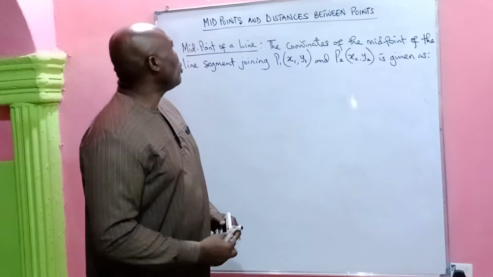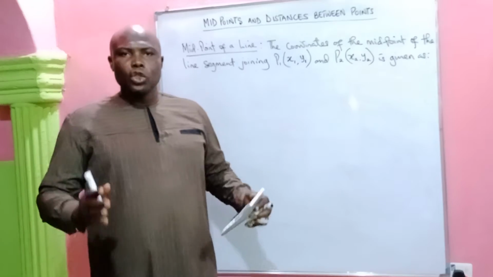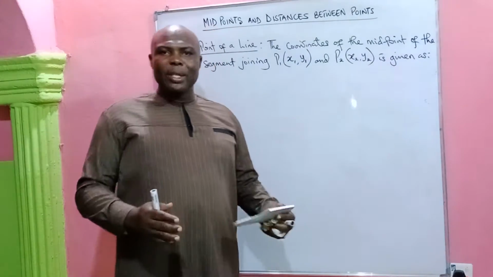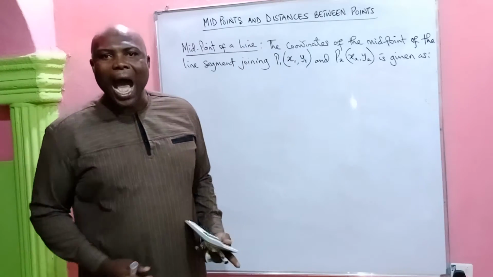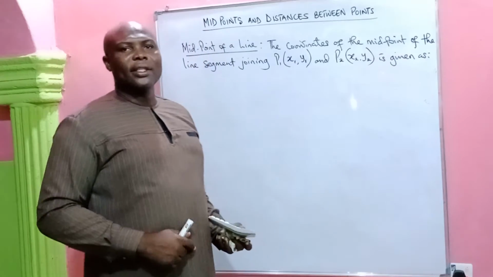Today, our topic is coordinate geometry, and the aspect of coordinate geometry we'll be taking today is the midpoint of a line and the distance between 2 points, the distance of a line.